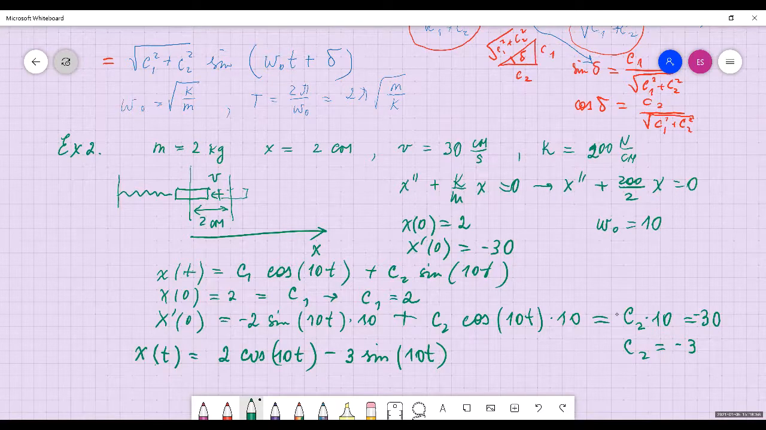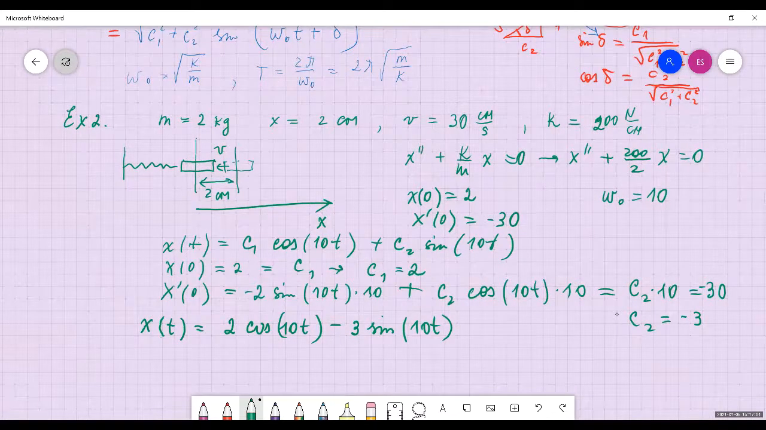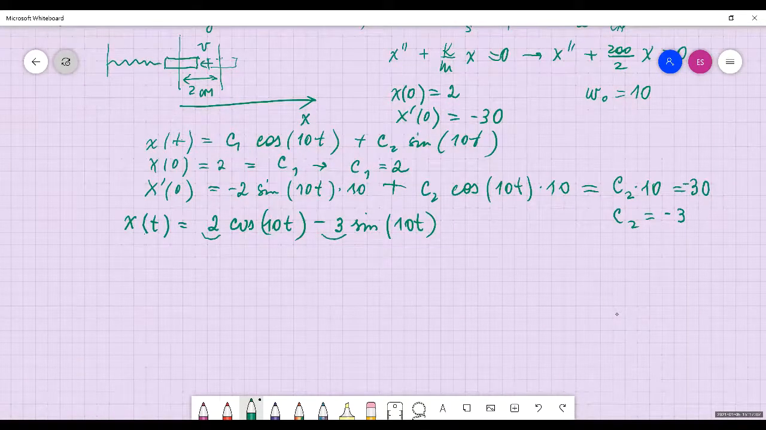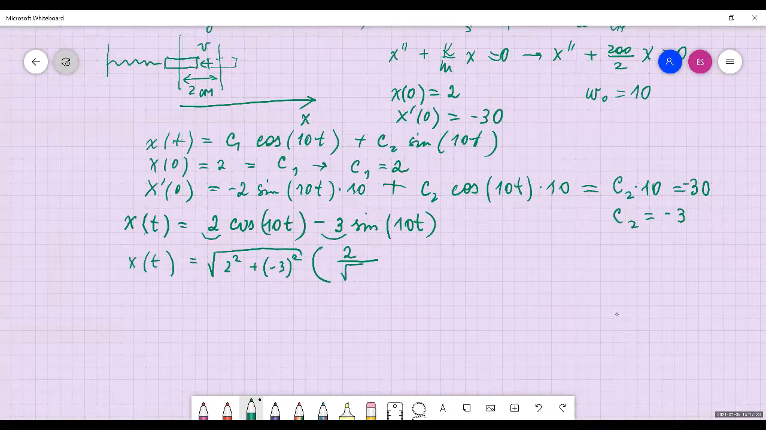And now what I'm going to do, I'm going to roll it into the form of one sine, right? So I do have my constants 2 and minus 3, so my square root is going to be the square root of 2 squared plus minus 3 squared. And here I'm going to have 2 squared is 4, minus 3 squared is 9. So we are going to get the square root of 13 here, times 2 over square root of 13 cosine of 10t minus 3 over square root of 13 sine of 10t.